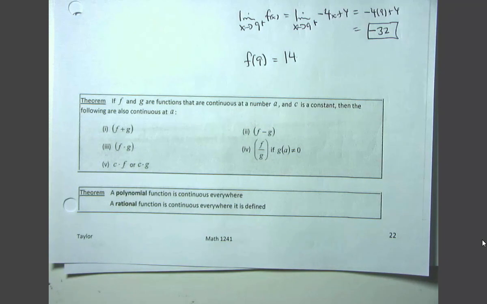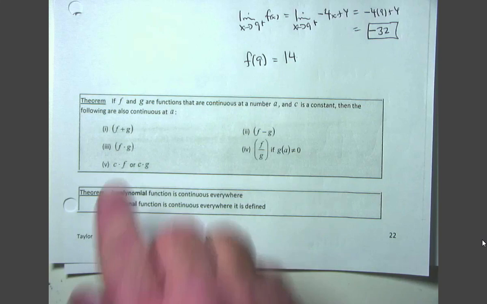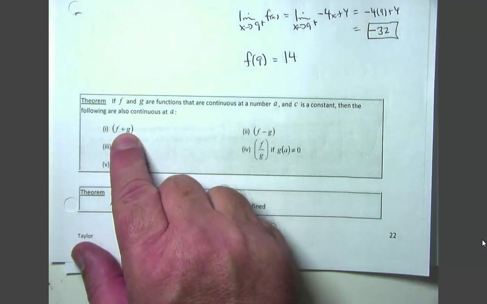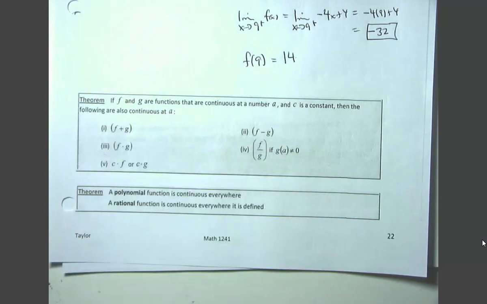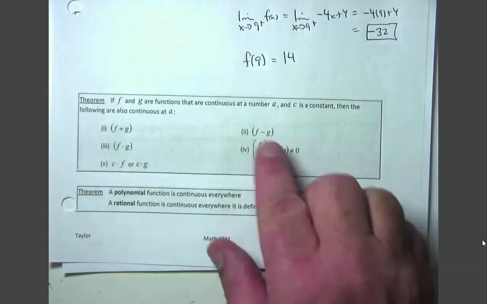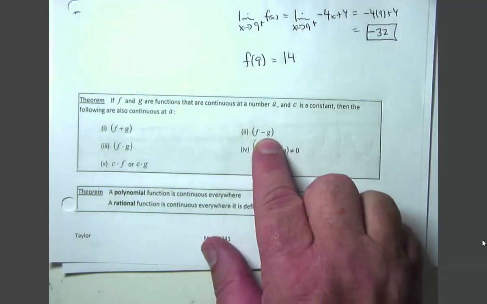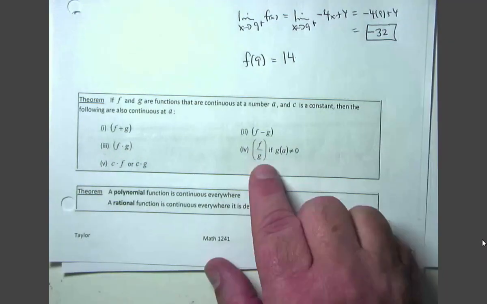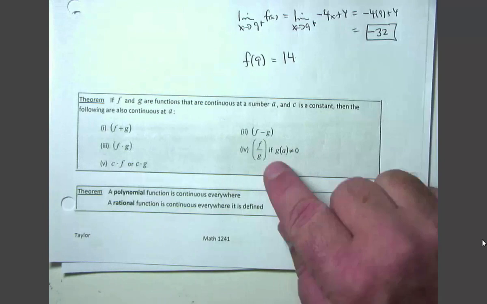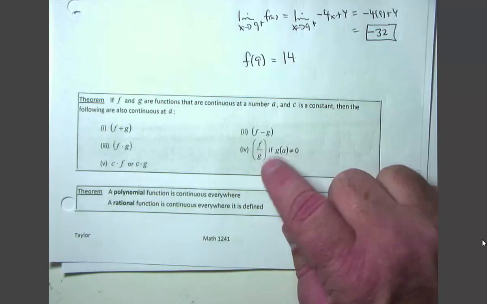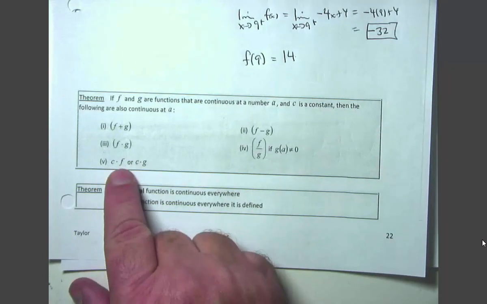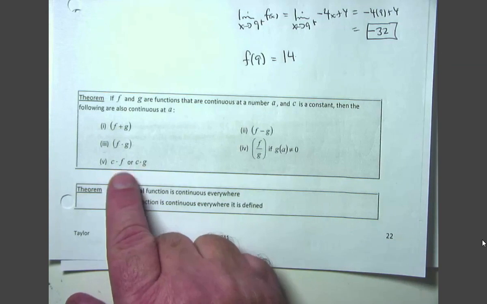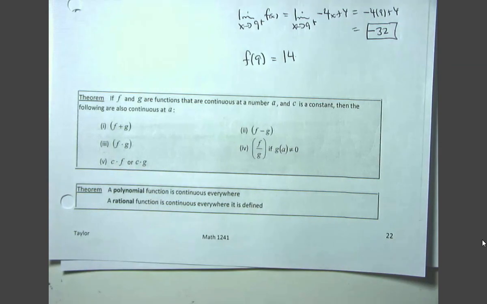Here's the deal about continuous functions. If f and g are continuous functions at x equals a, then f plus g is a continuous function at x equals a. F minus g is also a continuous function at a. F times g is a continuous function at a. F divided by g is a continuous function at a, provided that g of a does not equal 0. You can't divide by 0. And a constant times a continuous function, whether it be f or g, is also a continuous function. In other words, continuous functions have nice algebraic properties.